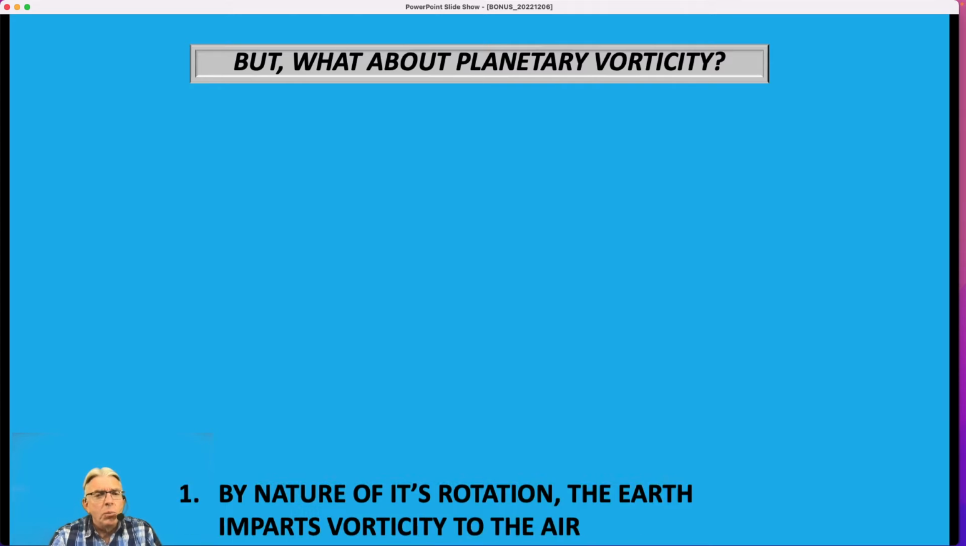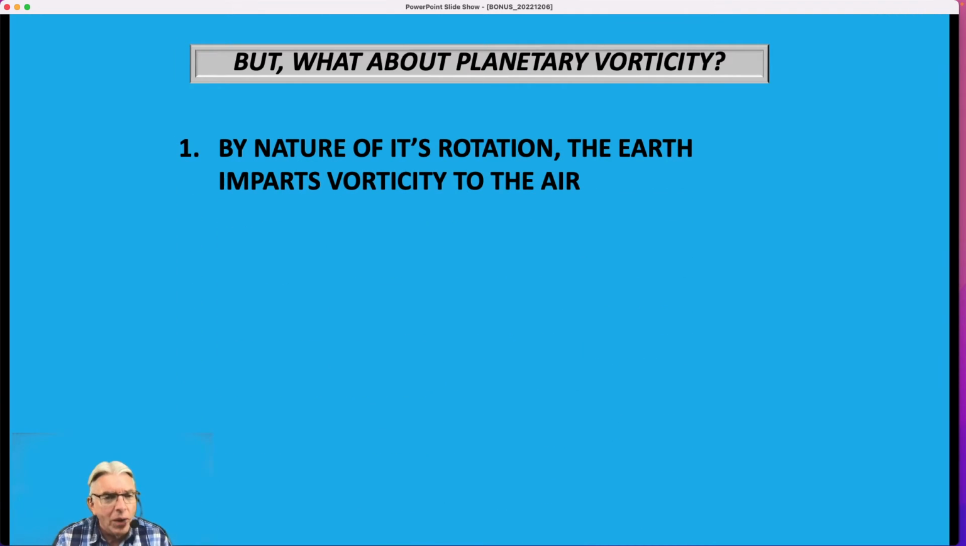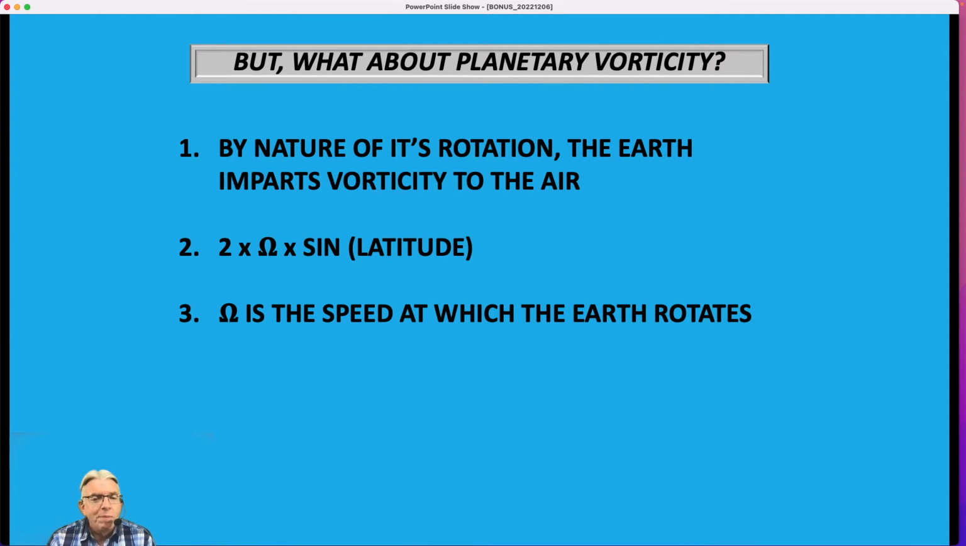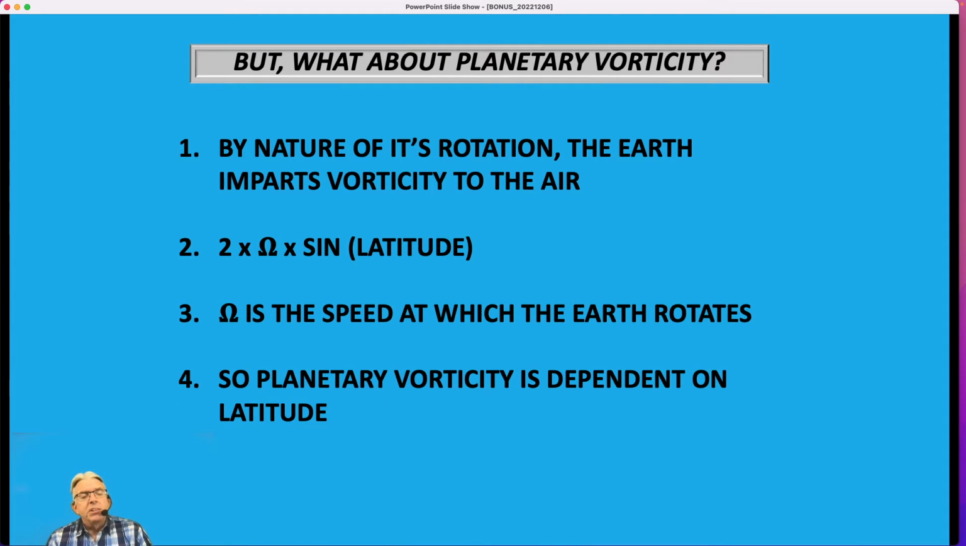But what about something we call planetary vorticity? Well, by nature of its rotation, the Earth actually imparts vorticity to the air above it. The equation for that is 2 times omega times the sine of your latitude. Now, omega is simply a Greek letter, as you know, and it is the speed at which the Earth rotates. And planetary vorticity, because of this equation, the sine of the latitude, is very dependent on the latitude.